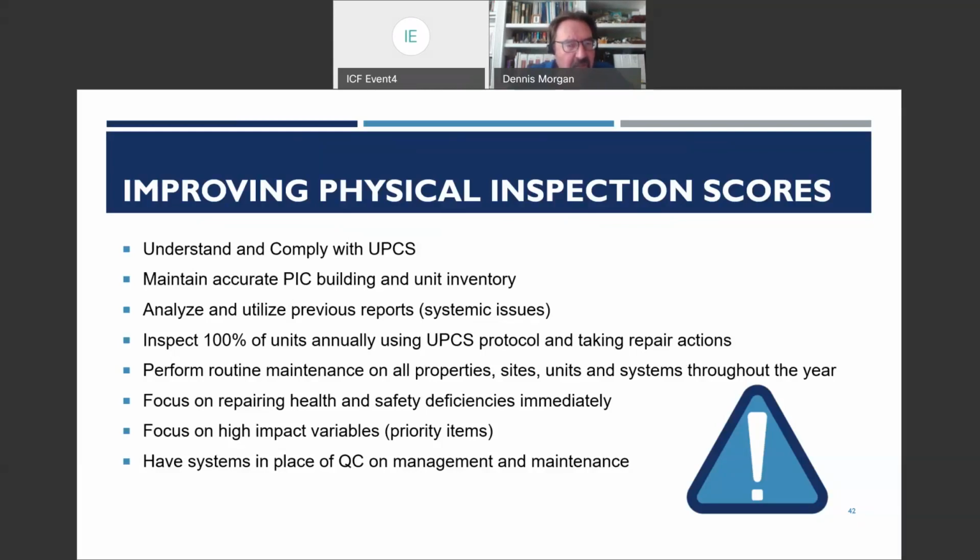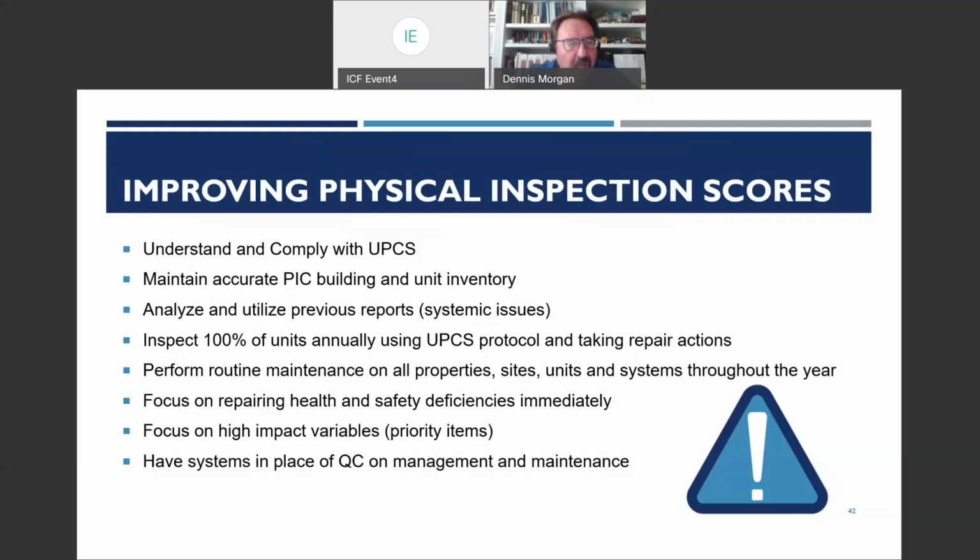Health and safeties. These are LTs, these are NLTs. These are high ticket items. So drill it into those staff as well. When you're in those units, be looking for other forms of health and safeties and take corrective actions on those units as well. Focus on these high impact variables as well.